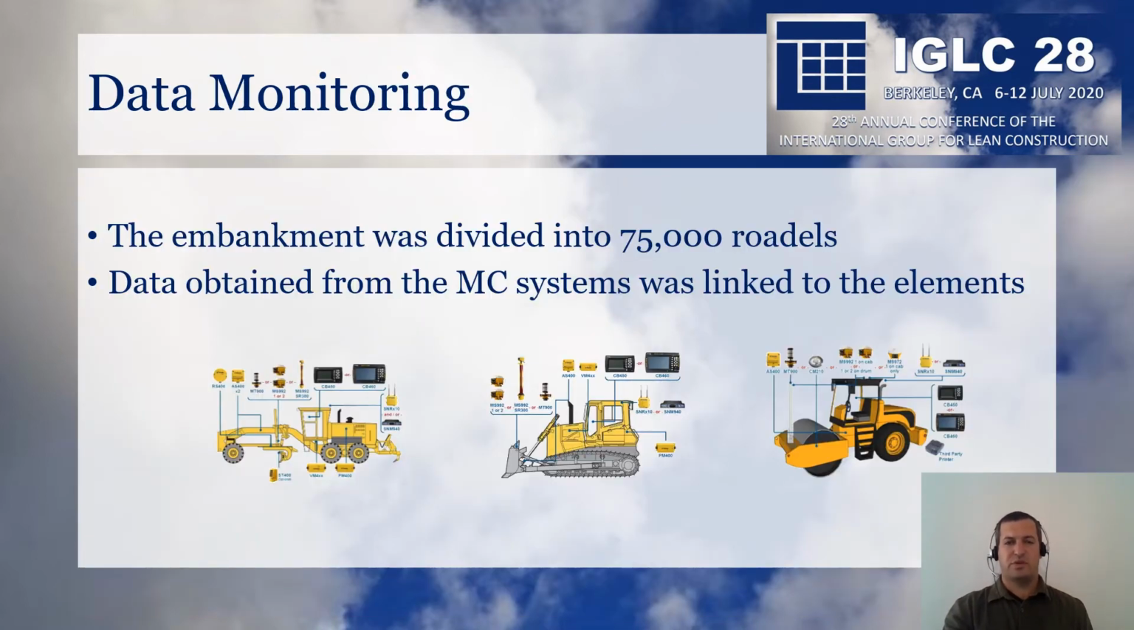The data monitoring procedure was based on the rodal information schema. The embankment was divided into 75,000 discrete elements, rodals. The data was obtained by machine control systems and was linked to the elements, and accordingly we were able to evaluate the production, as I'll show.